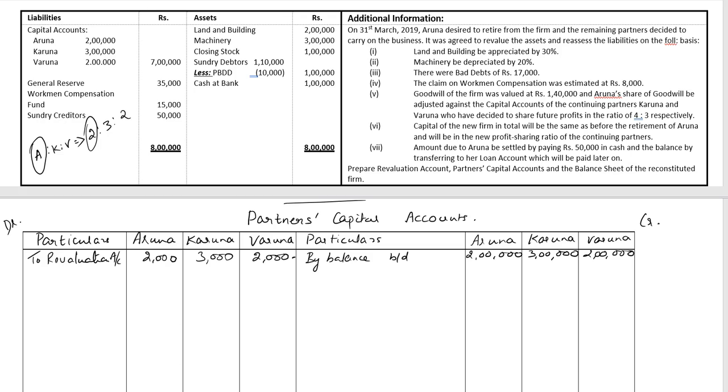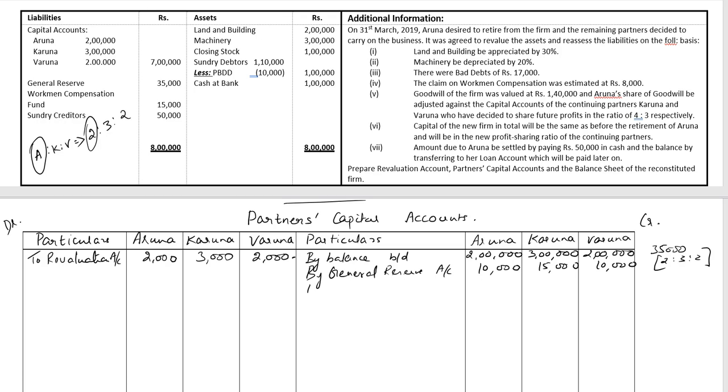Let's read the reserves. There's a general reserve for 35,000. By general reserve account 35,000 rupees to be divided in 2:3:2. So we have 10,000 rupees, 15,000 rupees and 10,000 rupees.